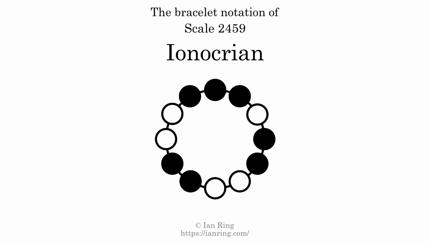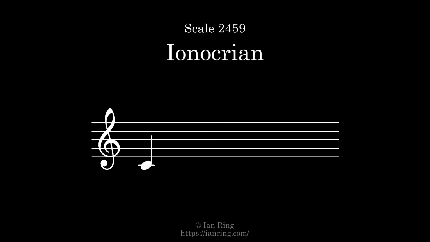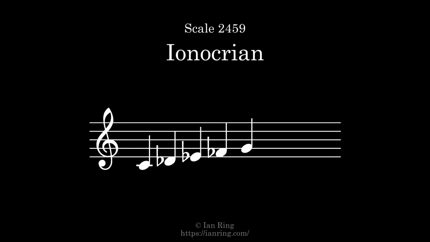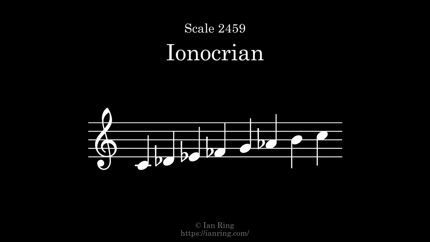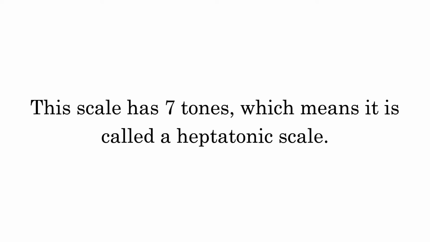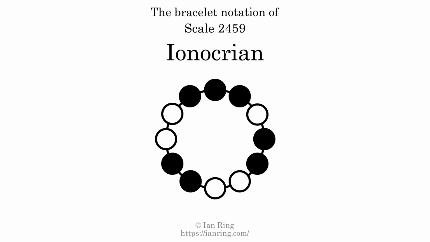2459, Ionocrian, which sounds like this. This scale has 7 tones, which means it is called a heptatonic scale. This is a bracelet notation diagram of scale 2459. The shaded circles represent tones that appear in the scale, and they are read clockwise, starting at the top.